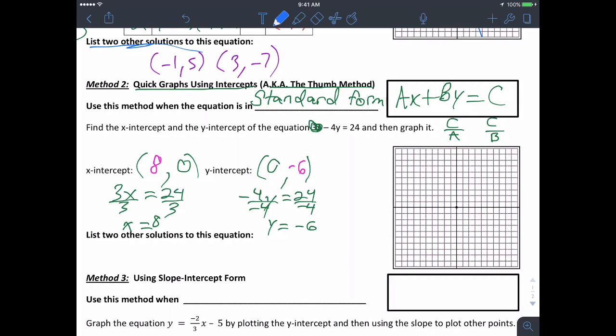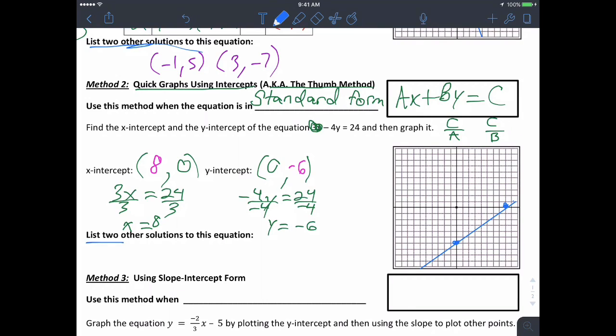We're going to start out by plotting the point (0, -6), which is right here. And then we're going to plot the point (8, 0), which is right here, and then you can go ahead and connect the dots. So this is what the line looks like when you connect the dots.